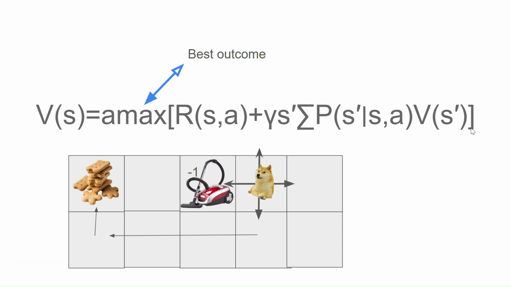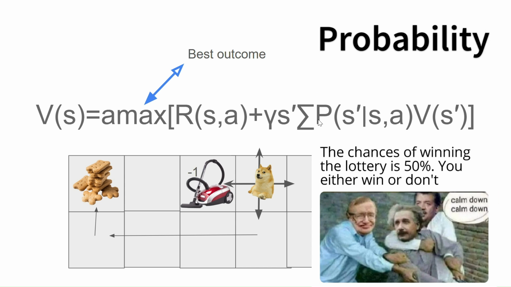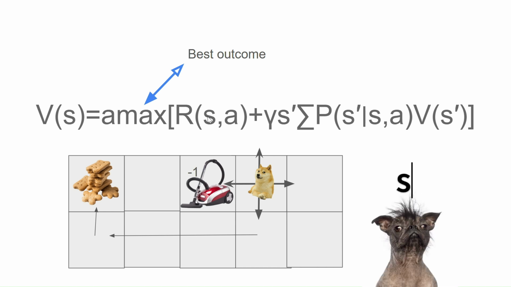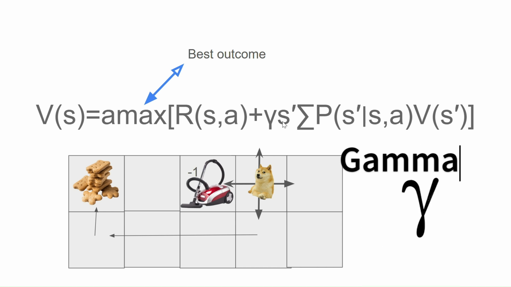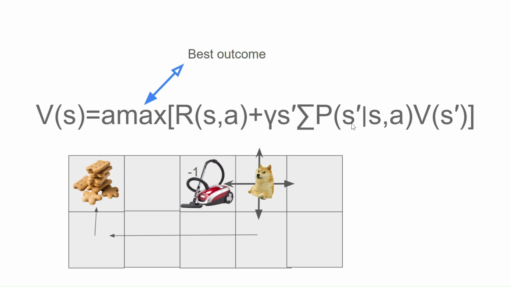If you think about the last area, this P stands for probability, right? So you've got R, which is a reward. You've got S, which is a state. You've got A, action. γ, gamma. S prime, it's the next state. This next state will end up in this state. P, probability.